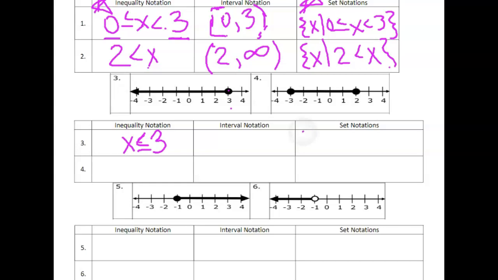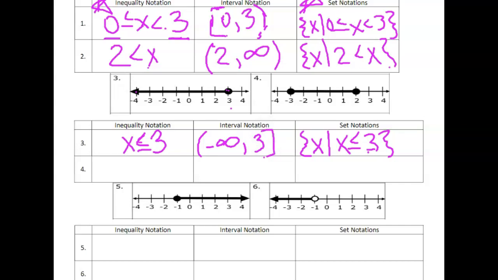For my set notation, I open with a brace. I have x's such that, and then my inequality notation. x is less than or equal to 3. Close the set. And then finally, for interval notation, my left side goes to negative infinity. I always use a parenthesis for infinity. My right side is bounded at 3. It's a closed point, so I use a bracket.